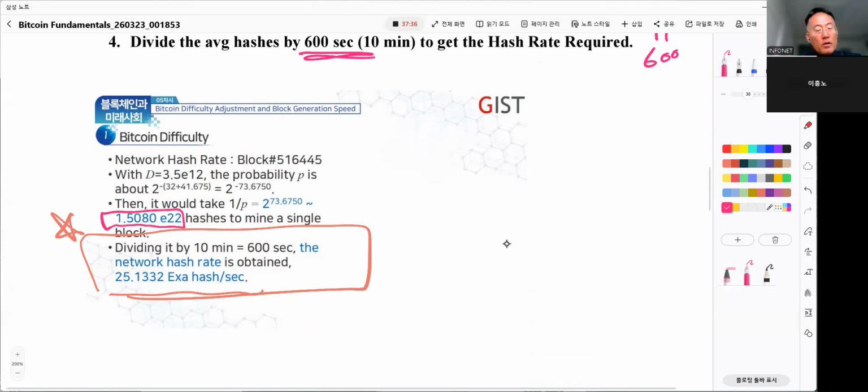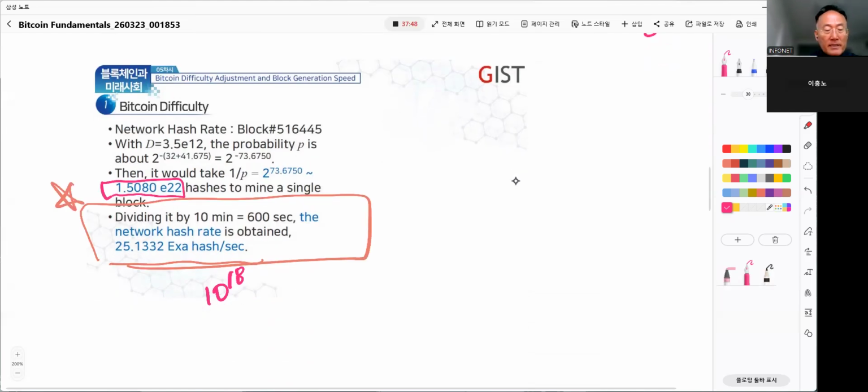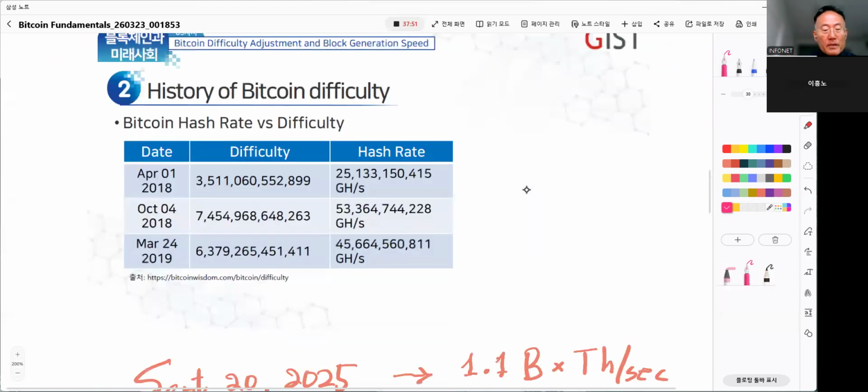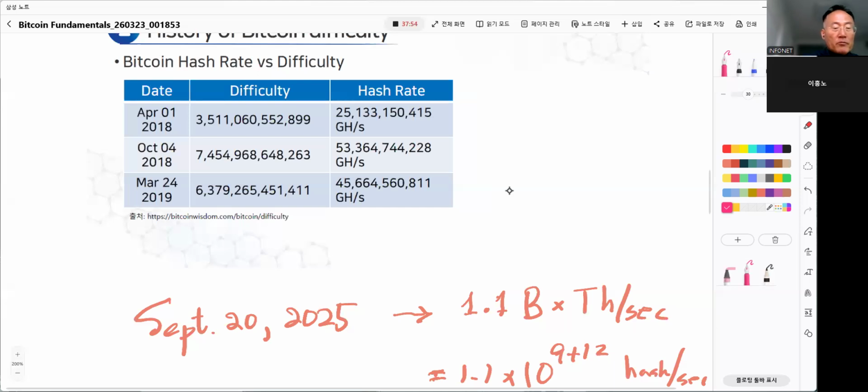So 5 years ago, the hash rate was 25 exahashes per second. Exa is 10 to the 18. That was the hash rate. Actually, there was more than 5 years back, 6 or 7 years back. Back then there were tens of exahashes per second. 25 exahashes, 53 exahashes, 45 exahashes. That was the hash rate back then, 7 years ago.